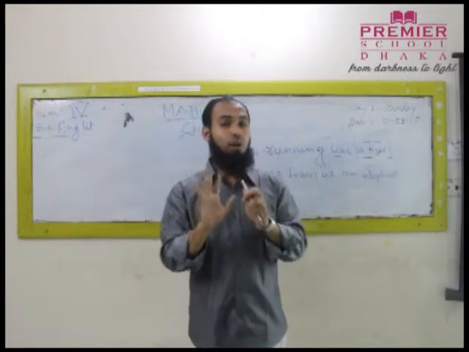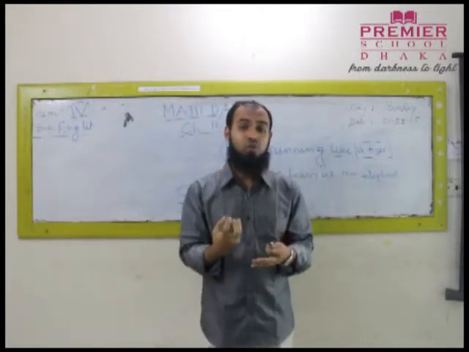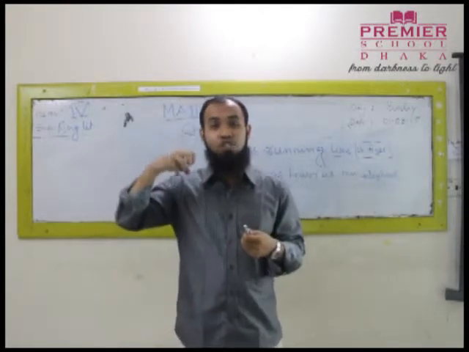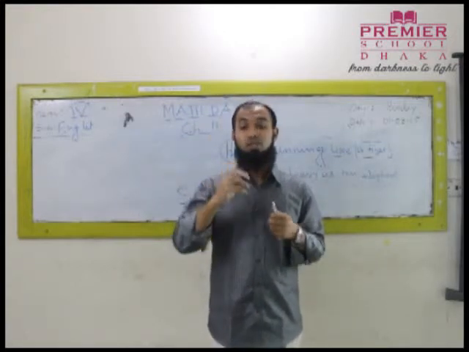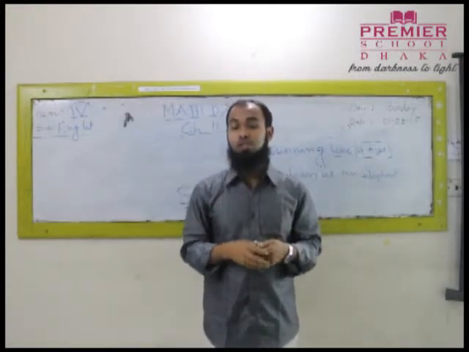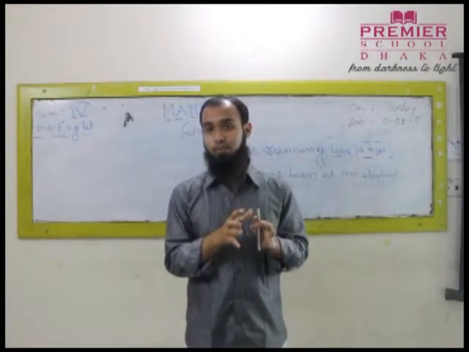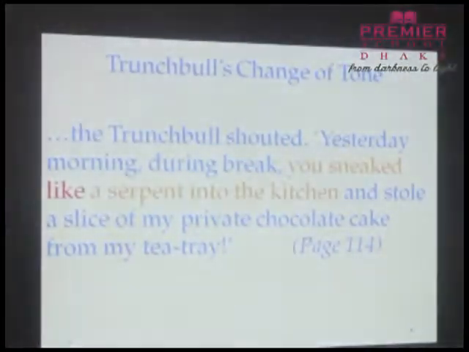Now just look at how the Trunchbull changes her tone, how she convinced or forced Bruce Bogtrotter into eating the whole cake. She used a very good trick. And the trick is, she changed her tone, right? Sometimes she yelled, sometimes she spoke in a soft voice. Look at the screen, how the Trunchbull changes her tone.